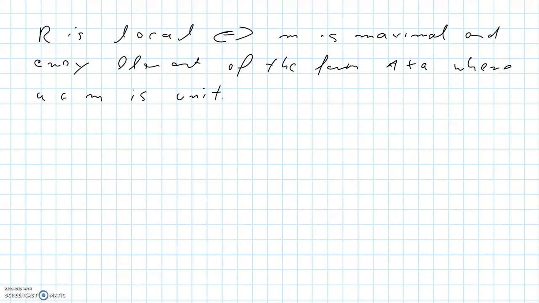So this is the statement. I'm going to read it again to you, since my handwriting on the screen again is terrible. R is local if and only if M, which is our ideal, is maximal and every element of the form 1 plus A, where A is an element of M, is a unit. Let us prove this statement. We are first going to do this direction. So we are first going to assume that R is local.